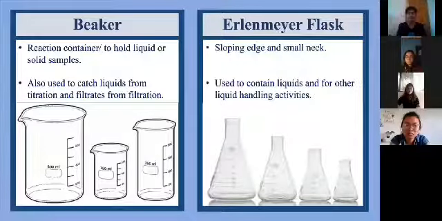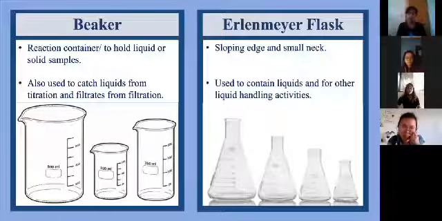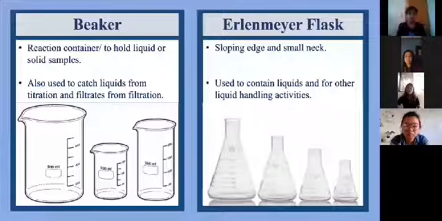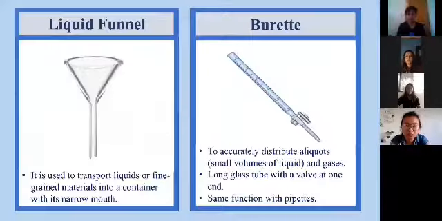The Erlenmeyer flask can contain liquids and is used in mixing, heating, cooling, incubation, filtration, storage, and other liquid handling activities. Due to its sloping edge and small neck, the contents may be stored without spilling, which is useful for titrations and boiling liquids. The liquid funnel.